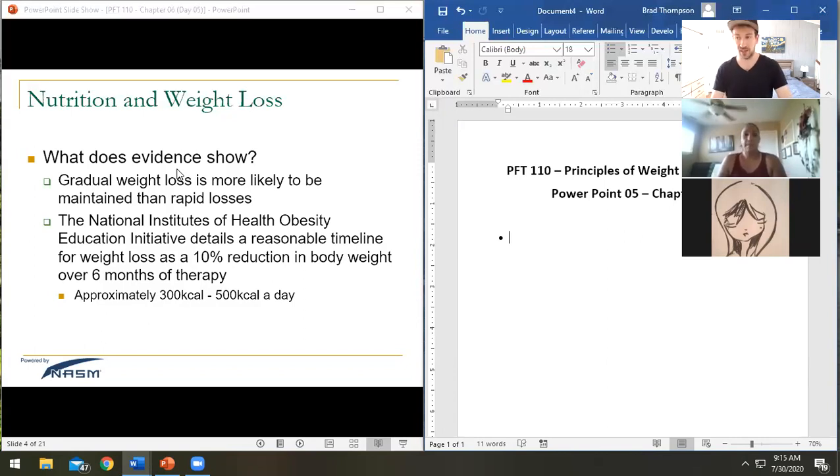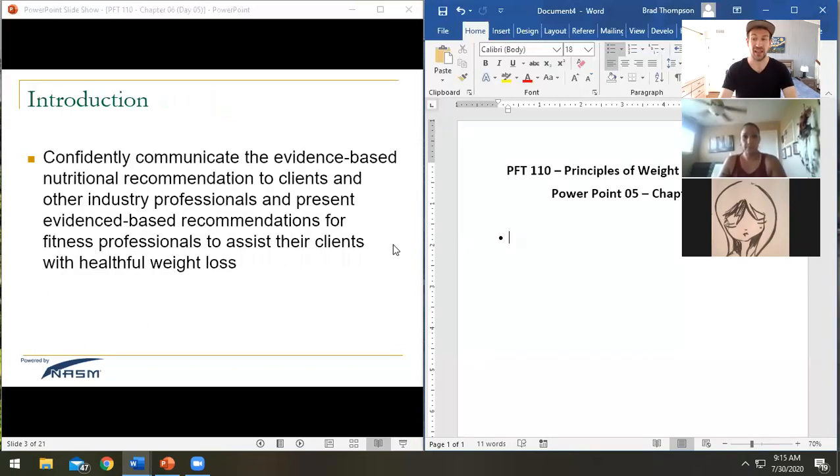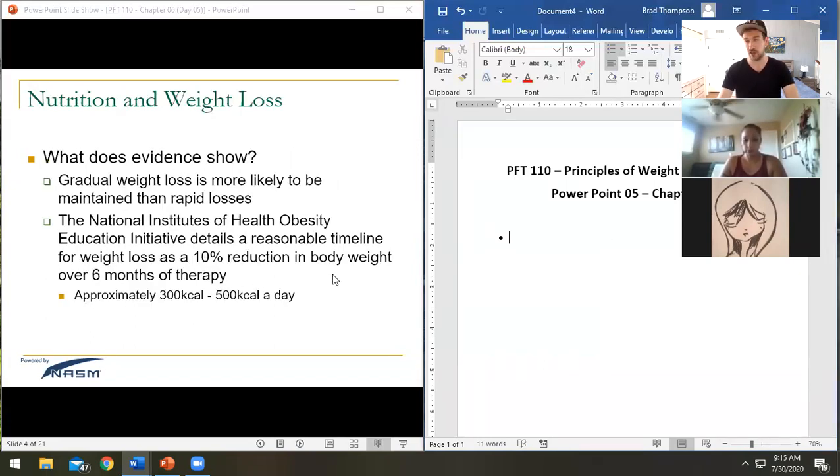And maybe you'll make new fat cells as well, which is what we refer to as hyperplastic obesity, where you have an excessive number of fat cells in response to continually making new ones. Ideally, if your body was doing what it was supposed to, it would be refilling your existing fat cells, but that's not necessarily how it always happens. So we know that gradual weight loss is definitely going to be more effective. The National Institute of Health Obesity Education Initiative details a reasonable timeline for weight loss as about 10% in body weight reduction over a 6-month period.